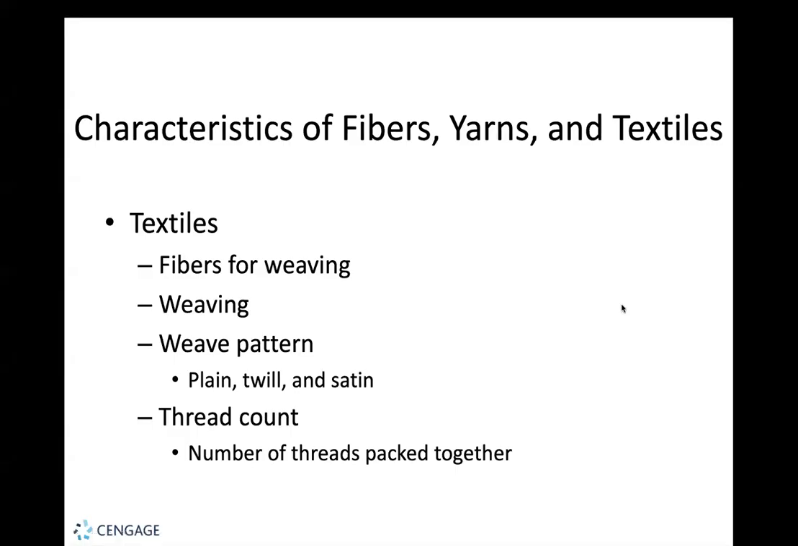So looking at textiles, you can look at the different types of fibers that are used for the weaving of the textile. The actual weaving or weave patterns. Is it plain, twill, satin? And what's the overall thread count as well? These are all characteristics that can be used in the identification of particular types of fibers, yarns, and textiles.